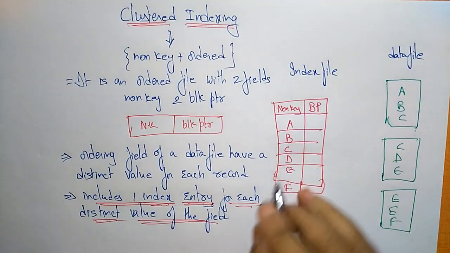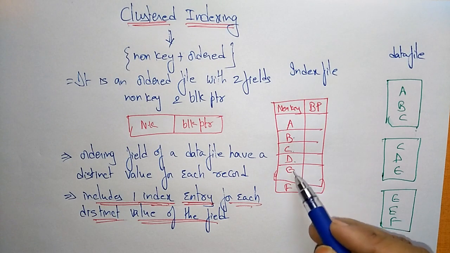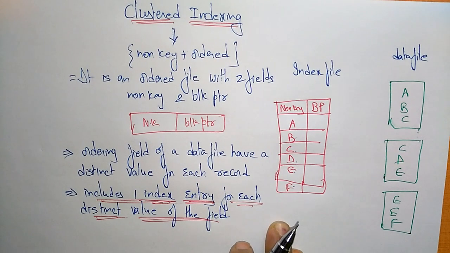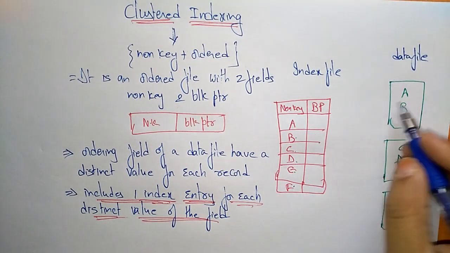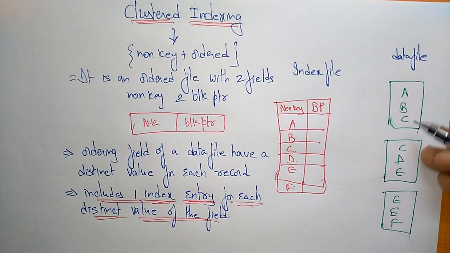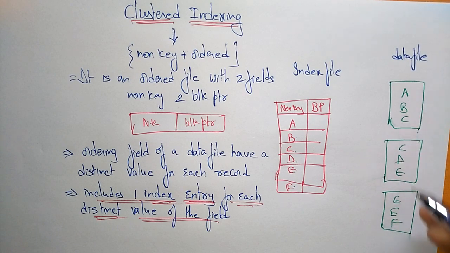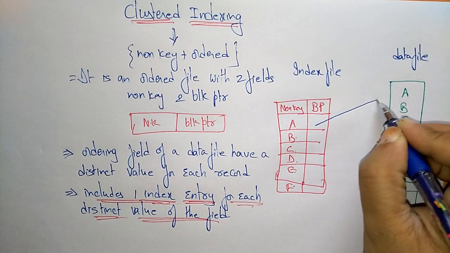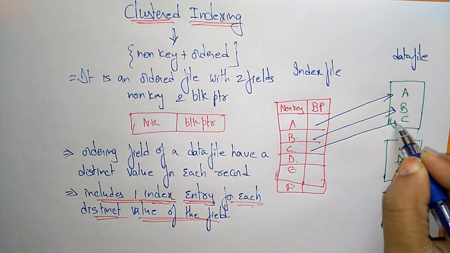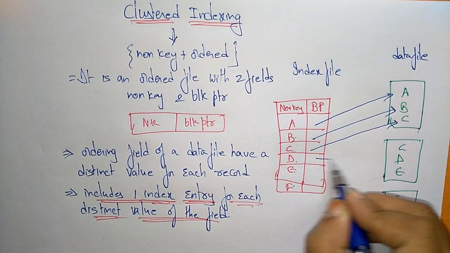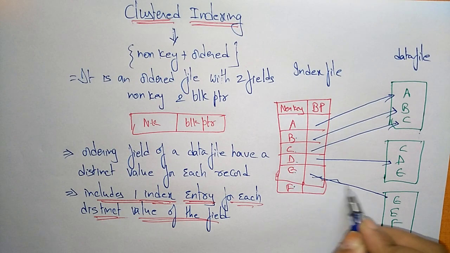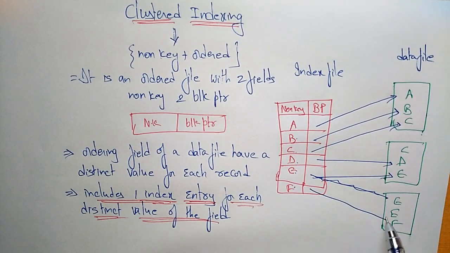In the index file, you have the non-key values 1, 2, 3, 4, 5, 6. So six non-key values are there. These six non-key values will access the blocks of the data file. Here we have three blocks, each consisting of three records. A is accessing this block, B is accessing here, and C will be found in this block. D is in this block, E is in this block and F is in this block.